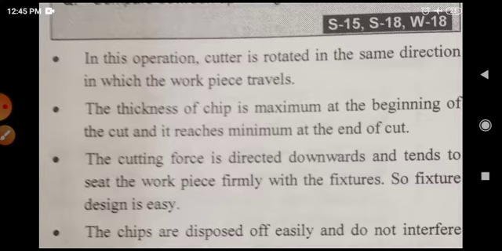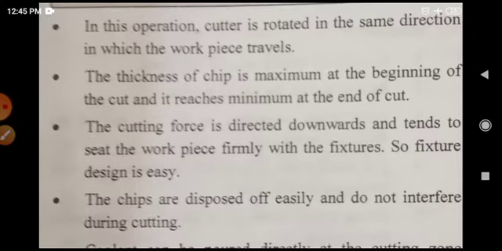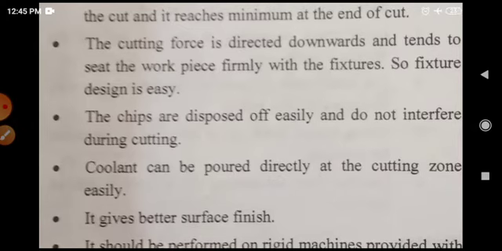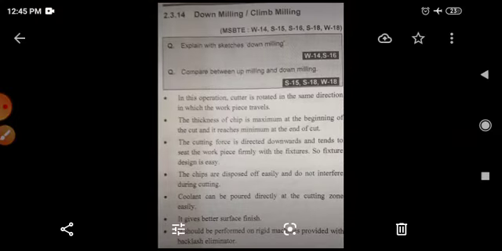The cutting force is directly downward and tends to seat the workpiece firmly against the fixture, so fixture design is easy. The chips are disposed of easily and do not interfere during cutting. Coolant can be poured directly at the cutting zone easily. It gives a better surface finish. It should be performed on a rigid machine provided with a backlash eliminator. That means down milling is more preferable than up milling because it has all these advantages over it.